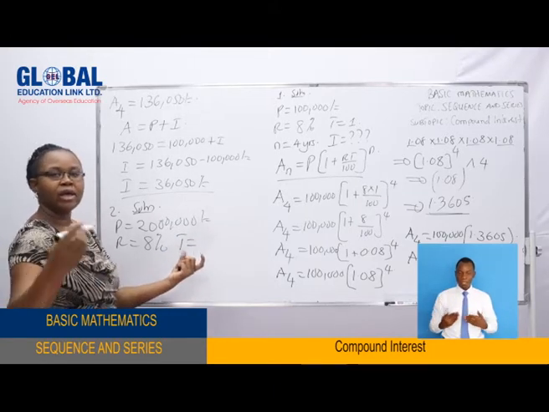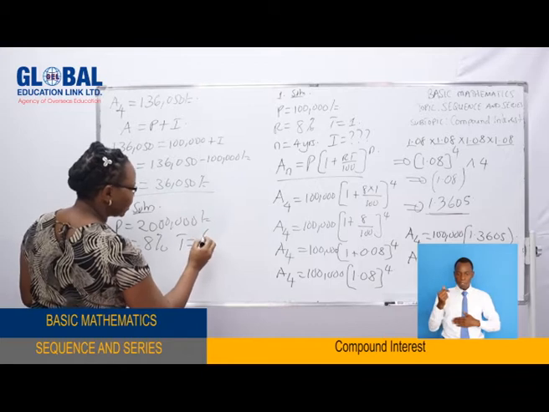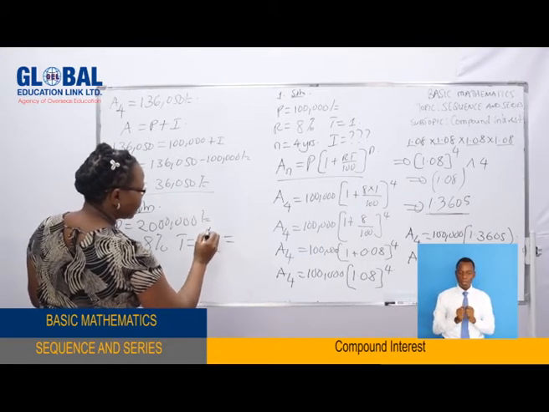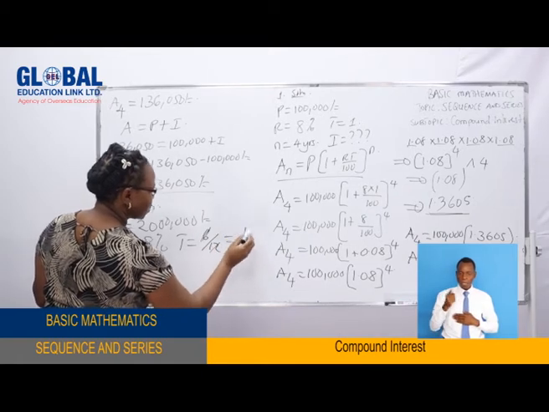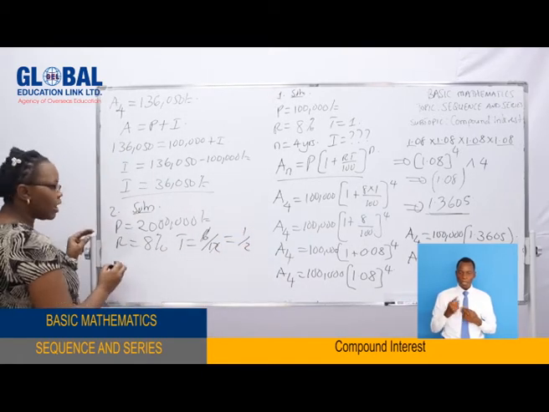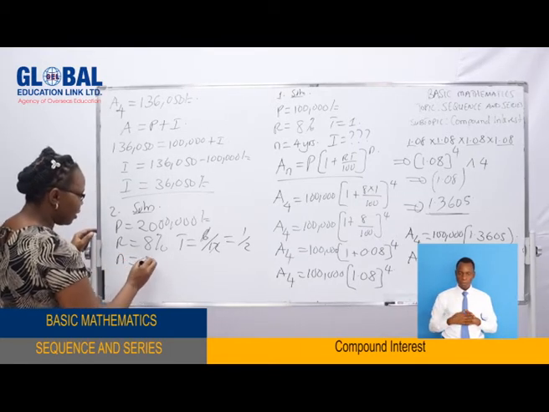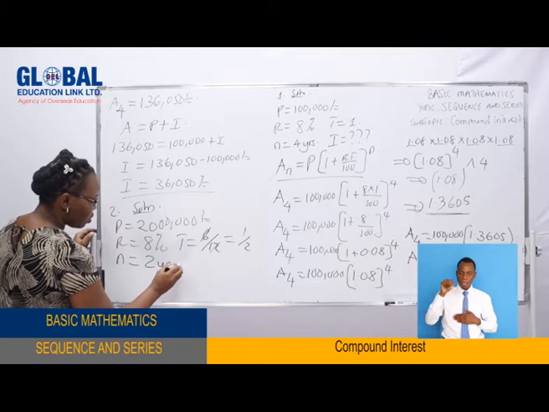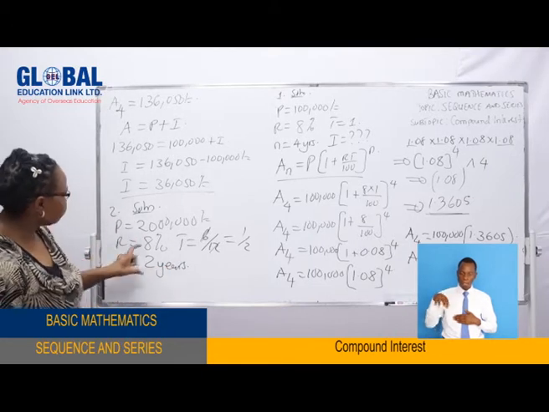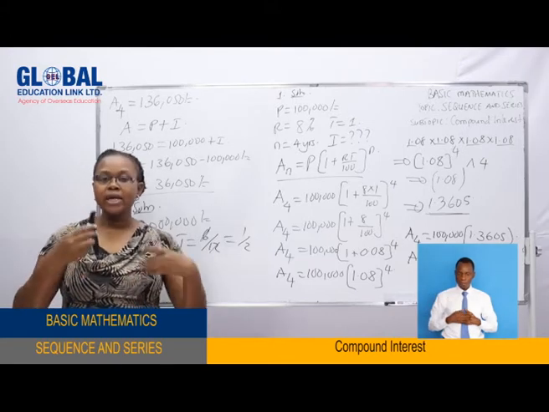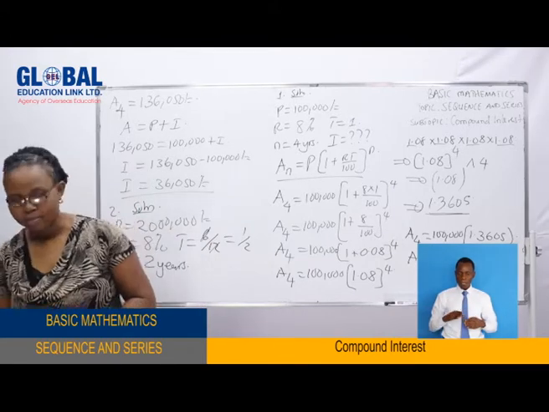The half of the year, that is semi, which is 6/12. Then we can say that this is 1/2. So this is semi-annual. Then we have the number of years, n. Our n is 2 years. By using these variables, the question asks us to calculate the amount he received at the end of the period.